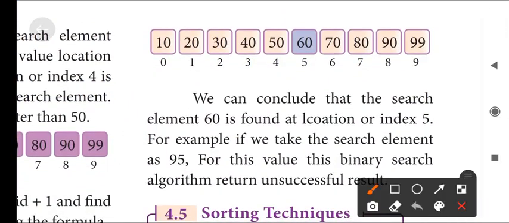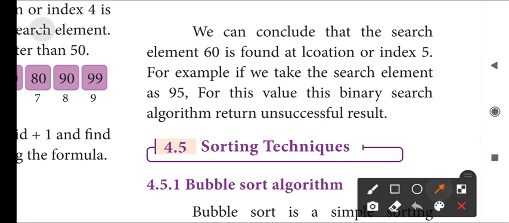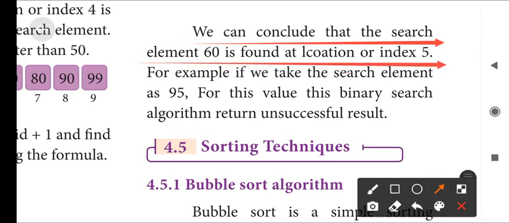Now we have found the value the user wanted, that is 60. This is the step. We can conclude that the search element 60 is found at location or index 5.